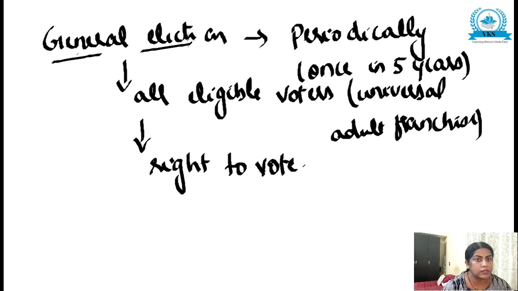So general elections are held periodically, once in 5 years, where all eligible voters on the basis of universal adult franchise exercise their voting rights. Now let us move on to the next type of election, that is, the midterm election.